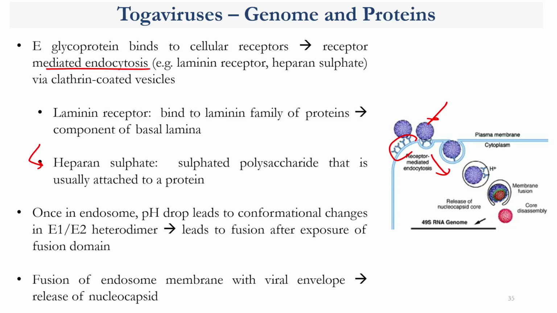You have receptor-mediated endocytosis. And once you have the endosome and the virus particles in, the pH of the endosome drops, and that causes a change in the E1, E2 heterodimer. So it's similar to what we saw earlier. You're going to expose the fusion peptide, and as a result, it will result in fusion of your viral membrane with the endosomal membrane. And what you do is you release the nucleocapsid core into the cytosol, where it becomes loose, and now you can start your next set of steps, okay?